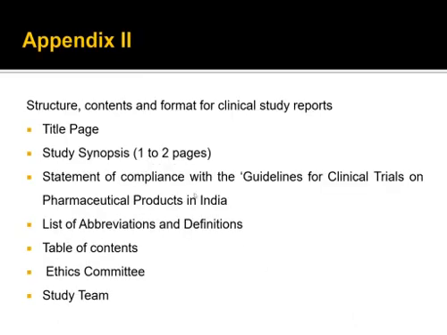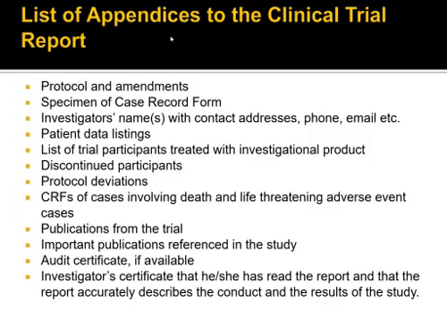Then Appendix 2: structure, content and formats for clinical study reports, title page, then study synopsis. So, all these criteria are to be fulfilled. Then list of appendices to the clinical trial report, then protocol and amendment, then specimen of case record form, investigator's name, then CRF of cases involving death and life threatening adverse events, then publications from the trial, then important publications referenced in the study, then audit certificate if available, and the investigator's certificate that he or she has read the report and that the report accurately describes the conduct and the results of the study.